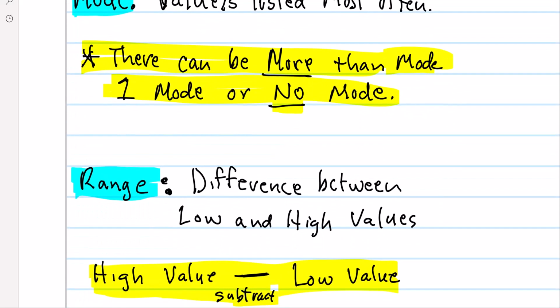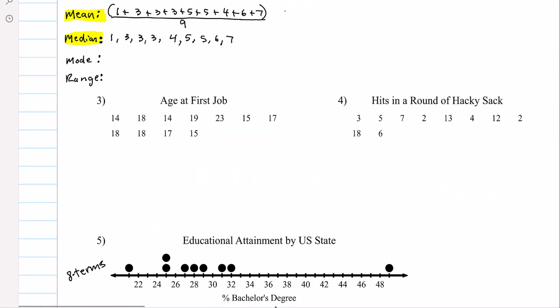And then the range is the difference, meaning subtract sign, between the low and high value. So it's the high value subtract the low value. All right, let's get started.